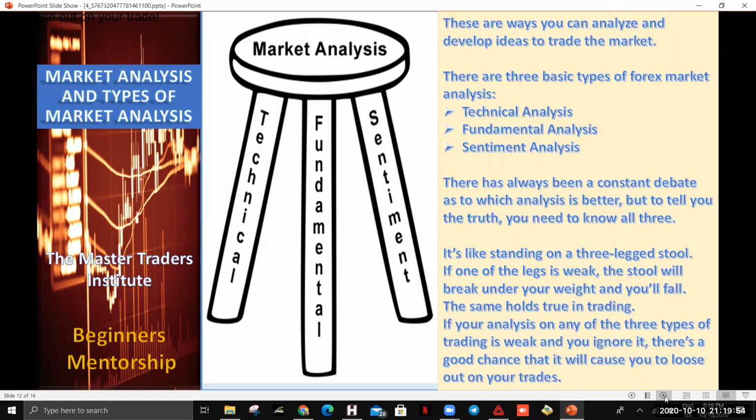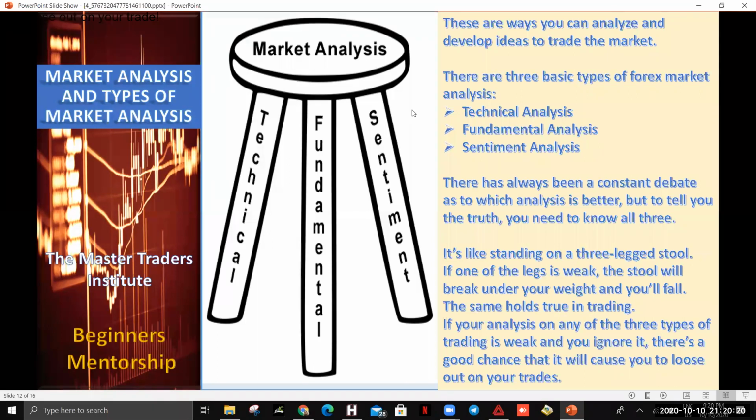Technical analysis. It's like standing on a three-legged stool. If one of the legs is weak, the stool will what? Break under your weight. And if you fall, the same holds true in trading. If your analysis on any of the three types of trading is weak and you ignore it, there's a good chance that it will cause you to lose out on your trades. So I want you to understand that it's always good to have everything in place.